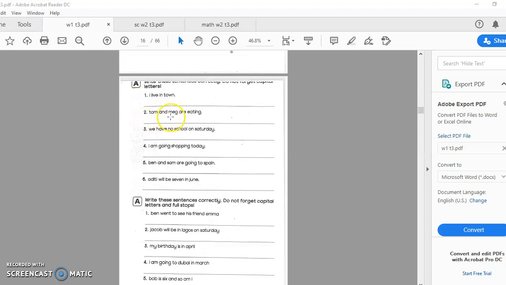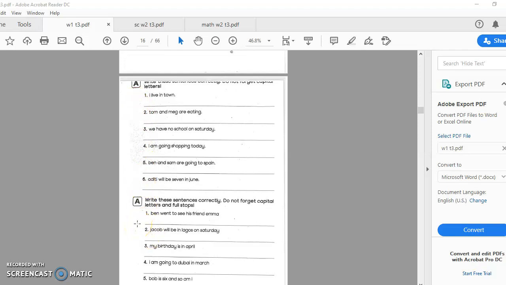Tom and Meg are eating. Okay, so 2 things here, 2 letters need to have a circle around it. I'll give you a hint. All names start with a capital letter. A sentence also always starts with a capital letter. So you'll do that for the whole activity A.